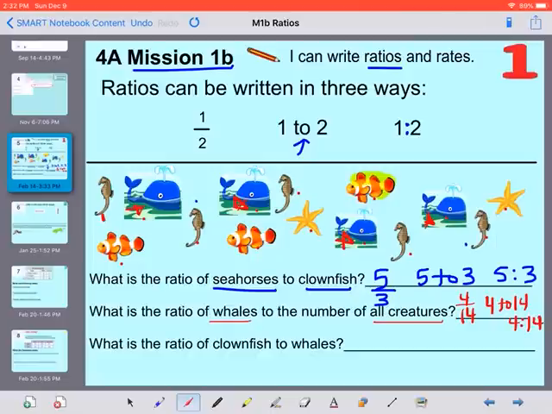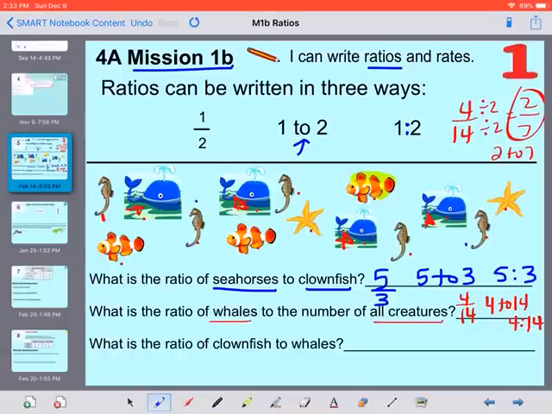On a test, it would be the best if you simplified your fraction first. So 4/14, we could have simplified by dividing by 2 to give us 2/7. And then we could have written 2 to 7, because for every 2 of the whales, there were 7 other animals. Or for every 4 whales, there were 14 animals. It's the same ratio. Those are what we call equivalent fractions.